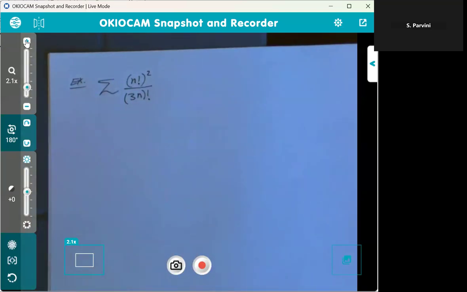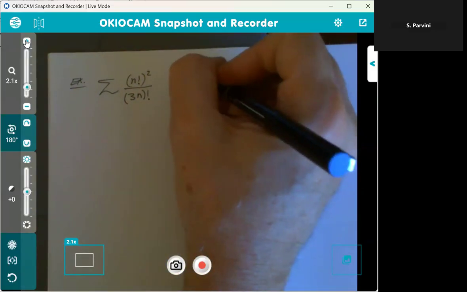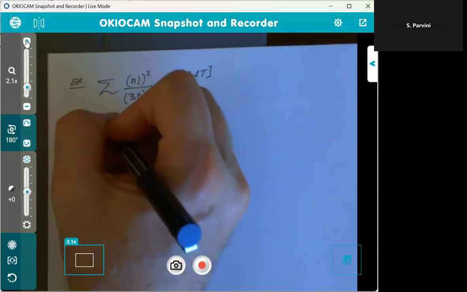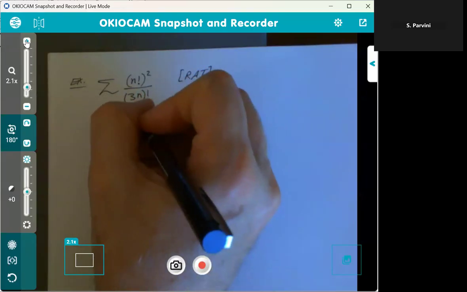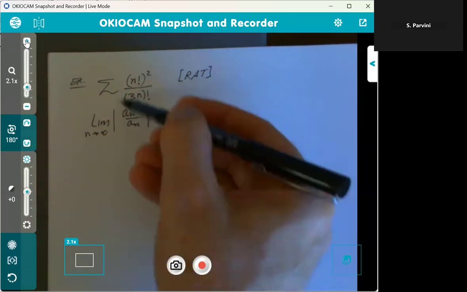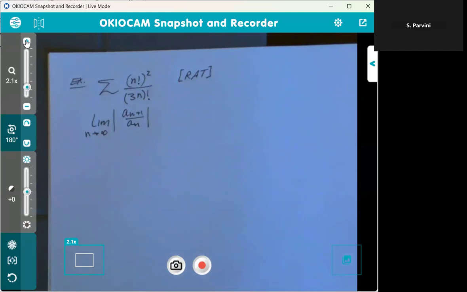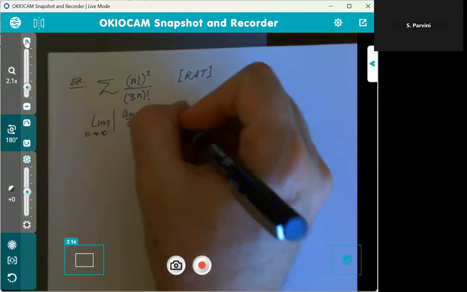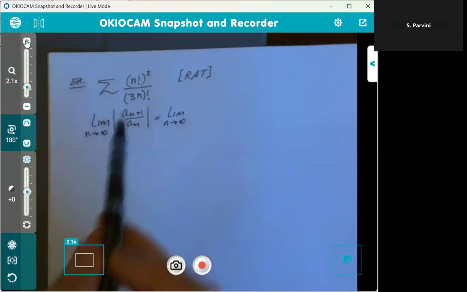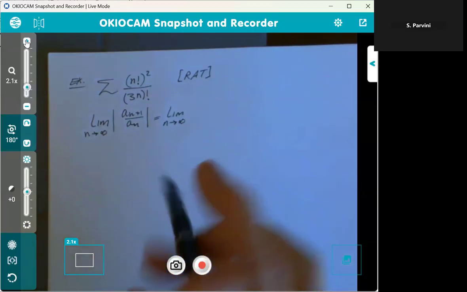Now, because it involves factorials, let's actually do a ratio test on this one. So I'm going to write RAT, that's short for ratio test. For the ratio test, remember, we have the limit of the absolute value of a_(n+1) over a_n as n goes to infinity. And of course, the terms are positive, so absolute value doesn't matter in this case. So I'm just going to take the limit as n goes to infinity of the next term divided by the term prior. So I'm going to change n to n plus 1.